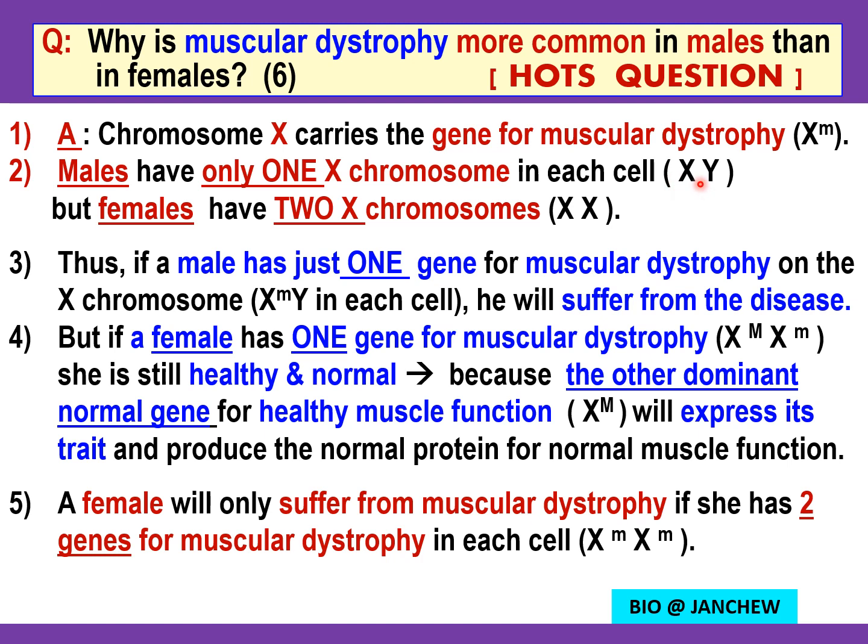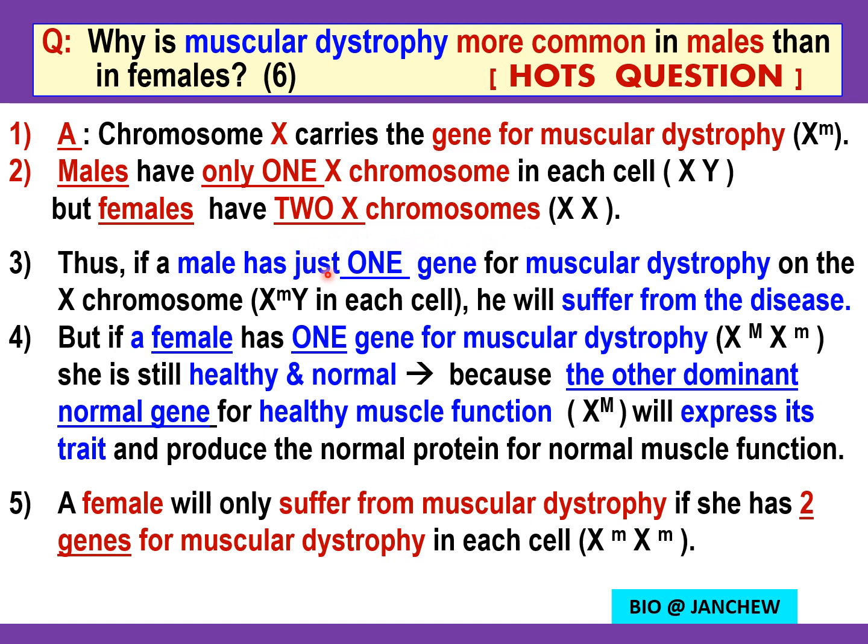Okay, so remember boys, you spell boys B-O-Y. So boys have the Y chromosome, because their name has the Y in it, boys. But females have two X chromosomes in each cell, XX. So females do not have the Y chromosome. They have two X chromosomes.